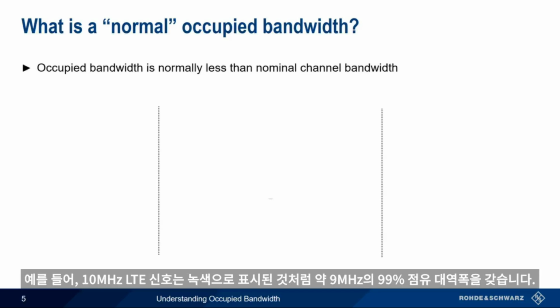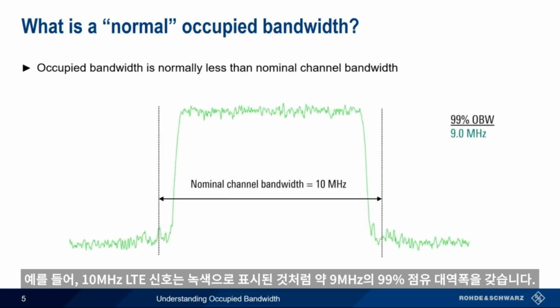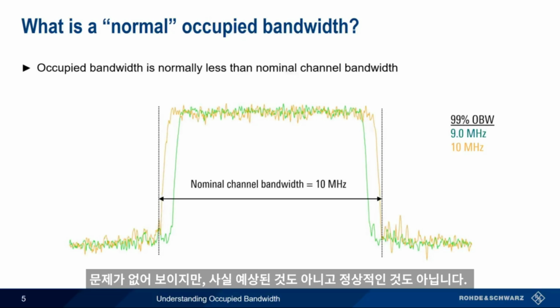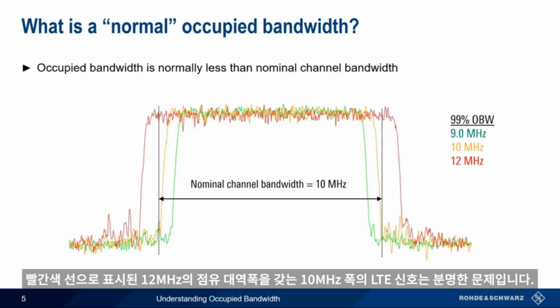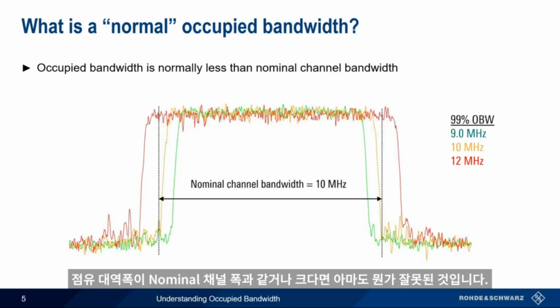For example, a nominally 10 MHz wide LTE signal will typically have a 99% occupied bandwidth of about 9 MHz, as shown in green here. The orange trace shows a 10 MHz wide LTE signal with an occupied bandwidth of 10 MHz. This might sound okay, but actually this is neither expected nor normal. And a nominally 10 MHz wide LTE signal that has an occupied bandwidth of 12 MHz, as shown in red, is clearly a problem. Depending on the modulation type and/or the specification used, there is some variation in terms of what a normal occupied bandwidth should be for a given signal. That said, if your occupied bandwidth is the same as or greater than the nominal channel bandwidth, this is definitely something worth investigating.